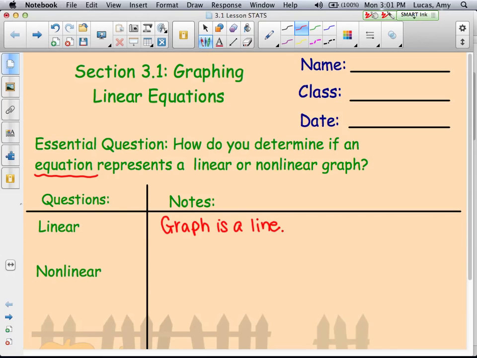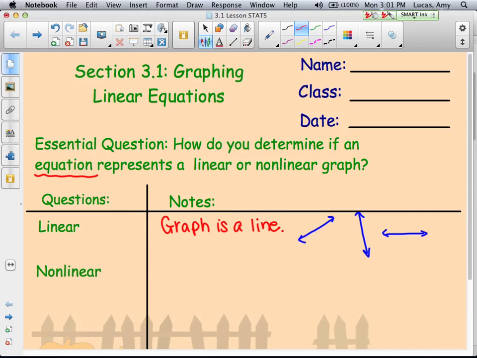Now, students usually say that it's a straight line. Well, all lines are straight, and they continue in both directions forever. So it could be a diagonal or oblique line. It could be vertical or horizontal. Those are all examples of lines.